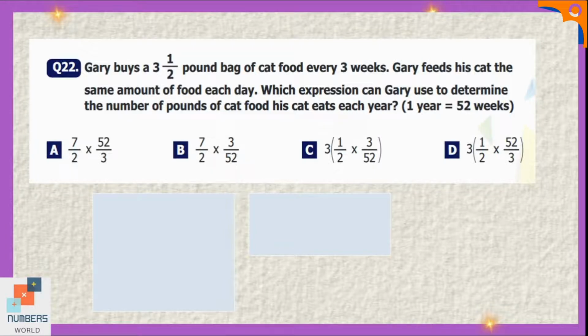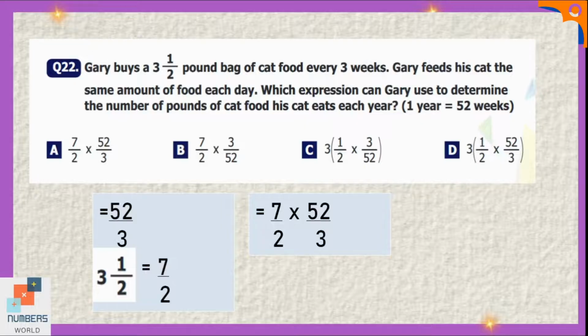As one bag lasts for 3 weeks, the total number of bags will be equal to 52 by 3. And one bag is equal to 3 whole 1 by 2 pounds. So we will convert it into an improper fraction. 3 2s are 6, 6 plus 1 is equal to 7. So the fraction is 7 by 2. So the total number of pounds of cat food for each year is equal to 7 by 2 multiplied by 52 by 3. So option A is our answer.